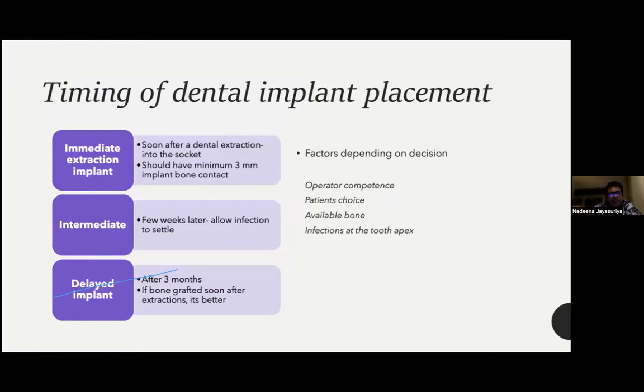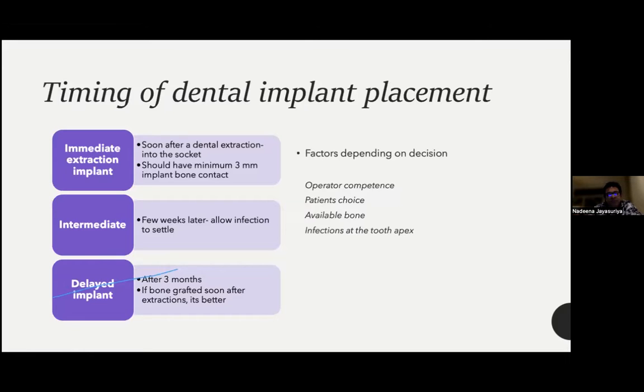Now, lastly, I'm going to tell you how we place these implants. In surgery, there are 3 ways that we can put a dental implant into the bone. There's a thing called immediate extraction implant, where we extract a tooth and put the dental implant immediately into the socket.